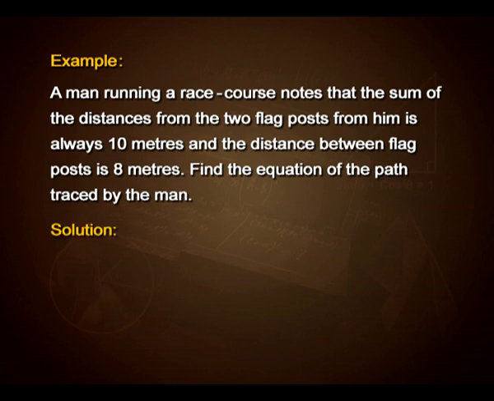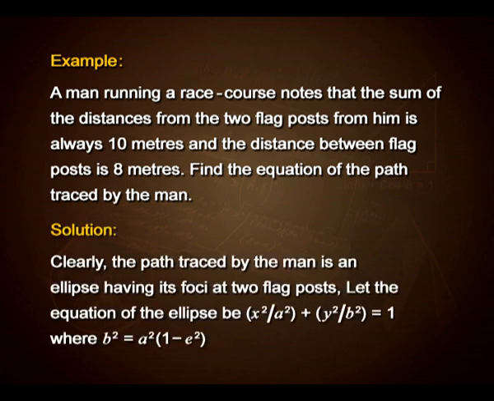Look into the solution. Clearly, the path traced by the man is an ellipse having its foci at the two flag posts. Let the equation of the ellipse be x square upon a square plus y square upon b square is equal to 1, where b square is equal to a square into 1 minus e square.